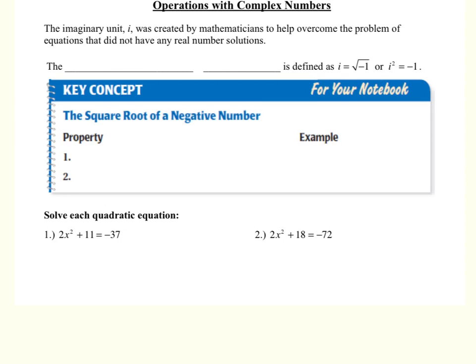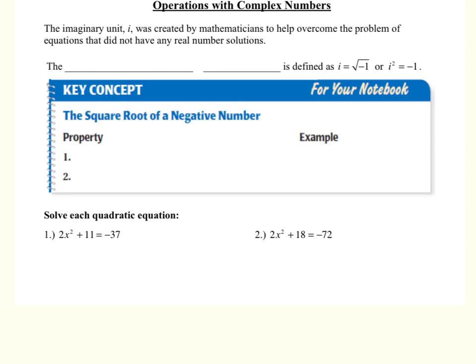So up until this point, you were told or you thought that you couldn't square root negative numbers. This was a problem that mathematicians ran into, one in particular, when he was trying to prove a theory. And so they needed a way to overcome this issue. So they created the imaginary unit, i, to help overcome the problem of equations that didn't have any real number solutions, because somewhere along the line you had to square root a negative.